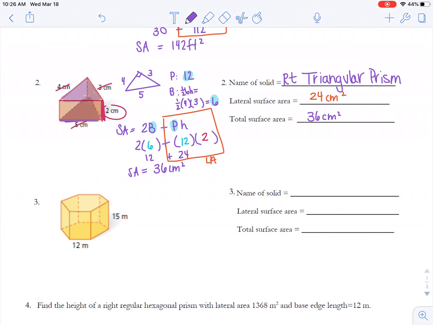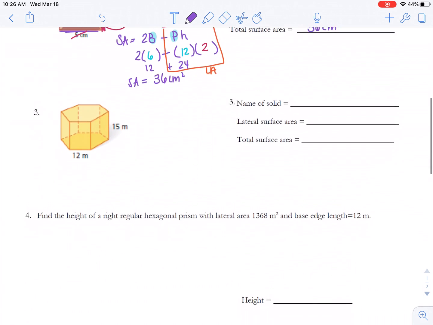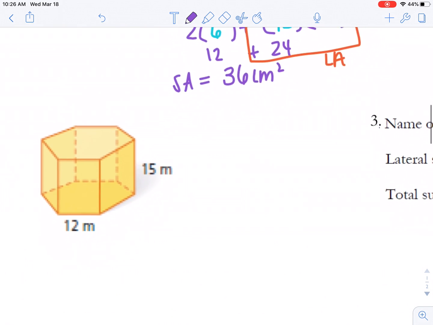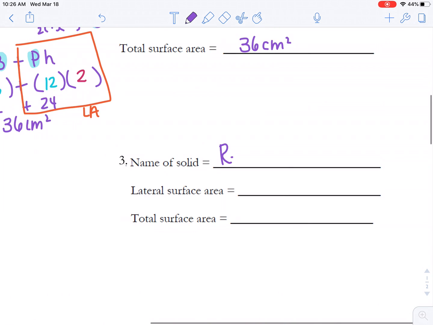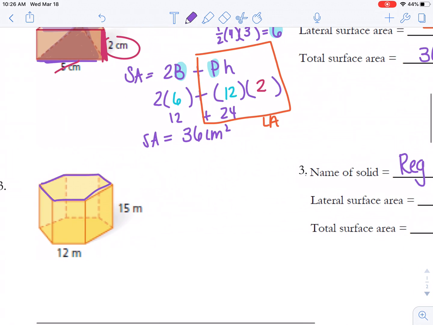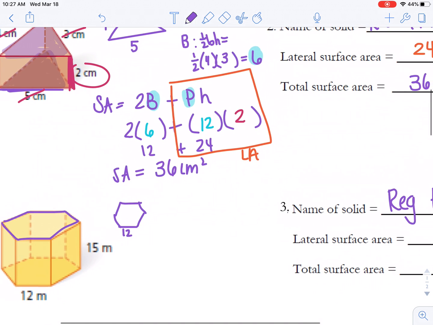All right, number 3, so we want to look at this prism. So we look for those congruent bases. Here, the bases are these hexagons. So this is going to be a regular hexagonal prism. Our hexagon, 1, 2, 3, 4, 5, 6. Each of the sides are 12. So the perimeter, there are 6 sides, each of them 12 units long, so 72 meters.